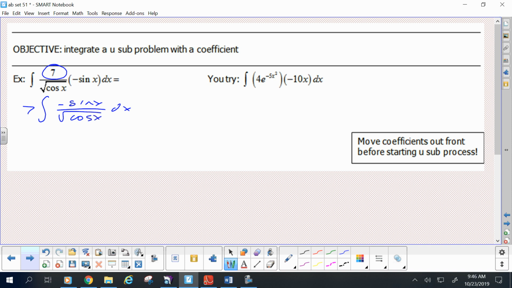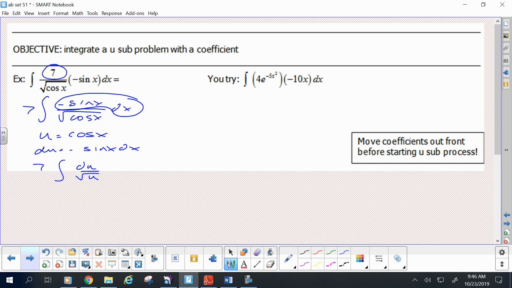What's u? Yeah, the inside of the composite is the cosine within the square root. So if u is cosine, then du is negative sine dx. Okay, so that when you substitute, you get the whole negative sine of x dx replaced by du, and the bottom cosine gets replaced by u. Okay, ready to integrate or not yet?